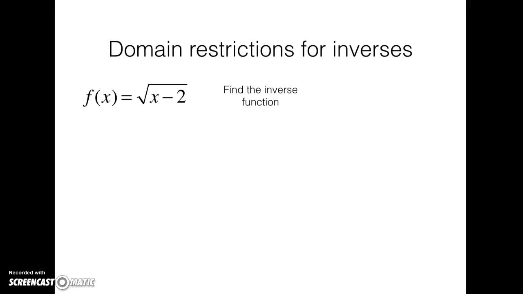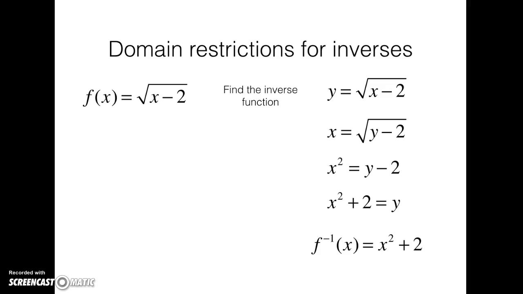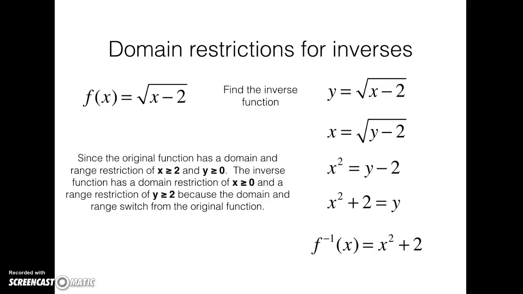So if we find the inverse for this function, first step, switch the x and y values, and then solve for y by squaring and adding 2. So our inverse function is x squared plus 2. Since the original function has a domain and range restriction of x is greater than or equal to 2 and y is greater than or equal to 0, the inverse function has a domain restriction as well. So x values have got to be greater than or equal to 0, and the y values have got to be greater than or equal to 2, because the original domain applies to the inverse function's range.